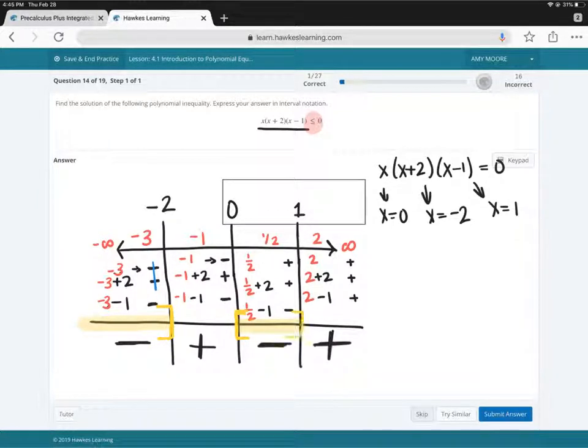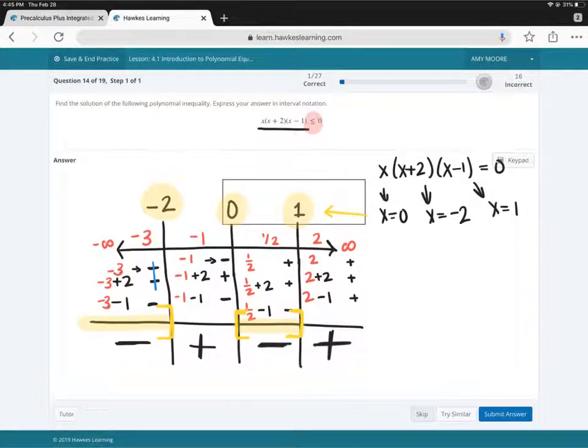Now I need to write that in interval notation. The key that you have got to remember is that you are using these values up here. You are not using the test values. The test values just told you the sign. The actual intervals go from the critical values, these values that I got when I set the left side equal to 0.